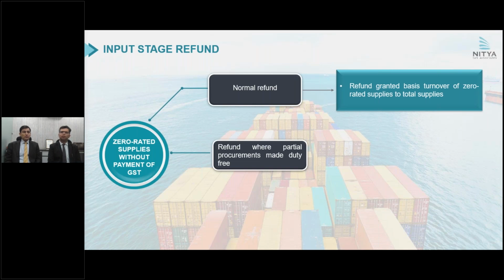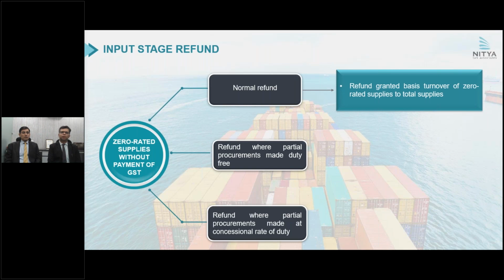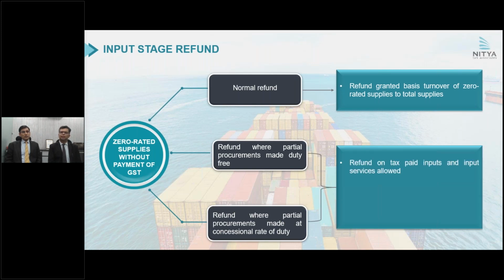However, there may be cases wherein you are making a procurement partially or fully duty-free, like we discussed for advance authorization. Or there may be cases wherein you are procuring goods at a concessional rate, say a merchant exporter procuring goods at 0.1%. In both such cases, because your inputs either fully or partly have not suffered full duty, the government does not wish to allow you double benefit or claiming input stage refund by the normal formula. In such cases, the government states that whatever GST has been paid on other inputs and input services, you claim refund of that.